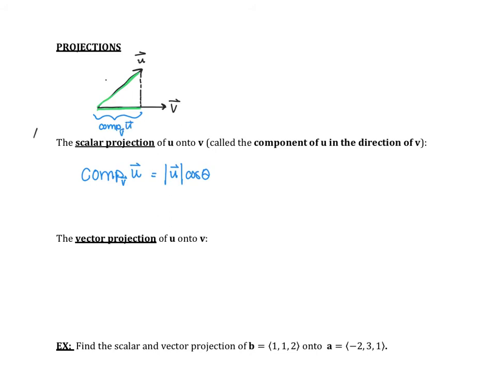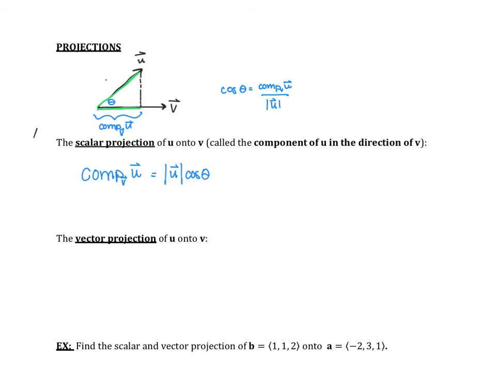Component of u in the direction of v. So it's that distance. If we think about finding that distance, and we know this angle is theta, then the cosine of theta equals the component of u in the direction of v over the magnitude of u. So you can see where this formula comes from: it's just from the formula of cosine.